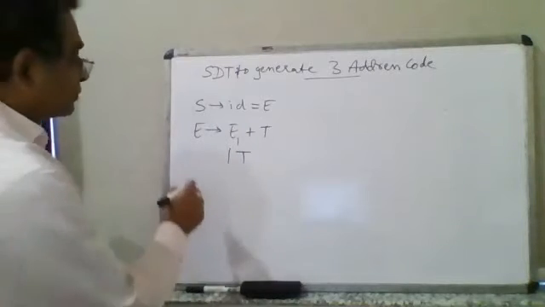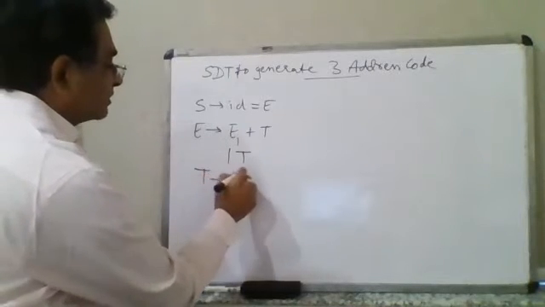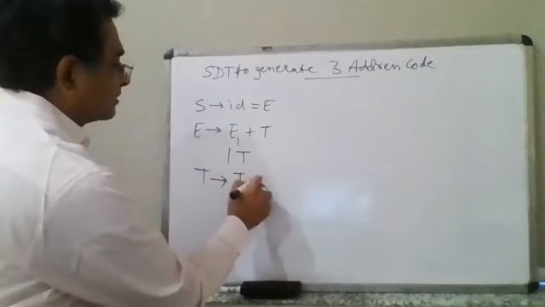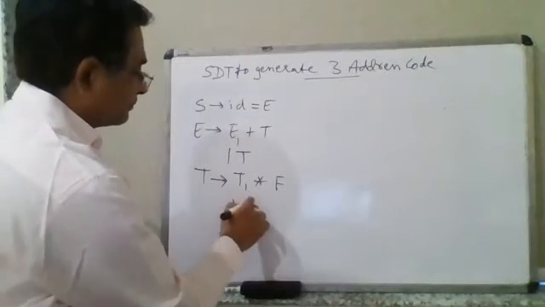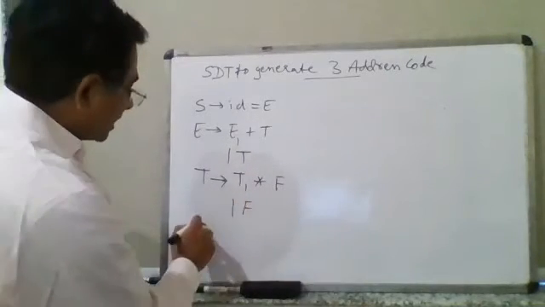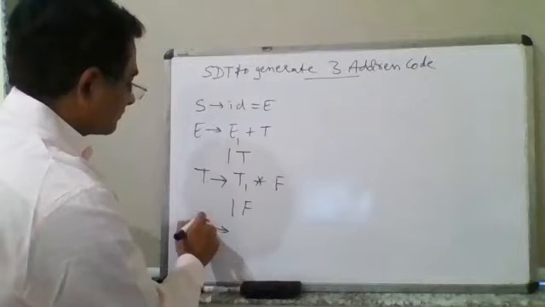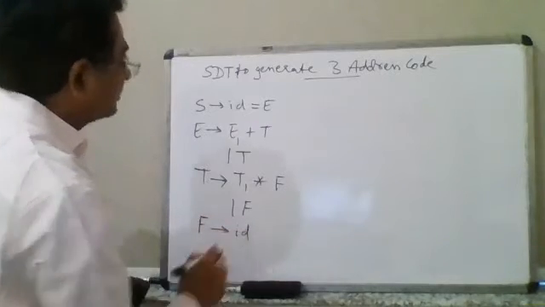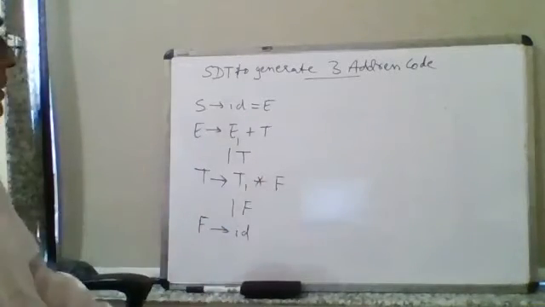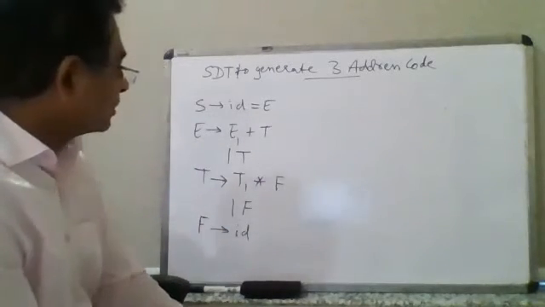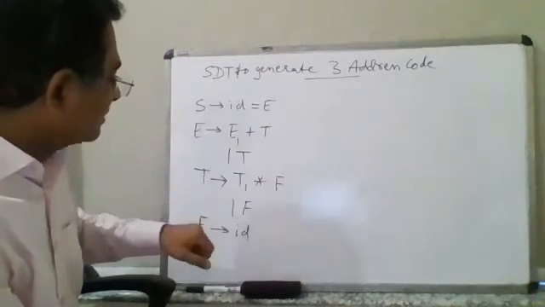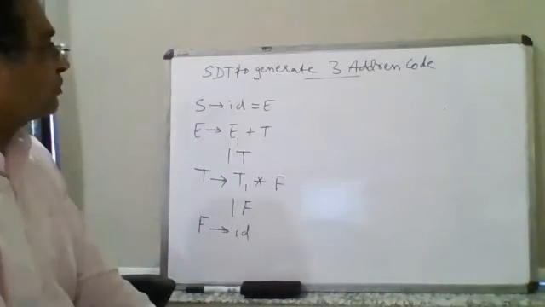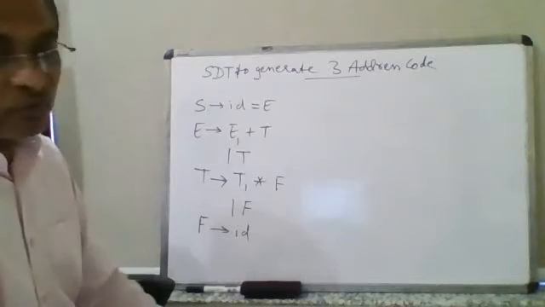And T tends to T1 star F, T1 star F, and again T tends to F, and even F tends to ID, right? So this is a grammar for generating, let's say, 3 address code. And it has an expression which has plus and star and the variables inside it. So we need to generate the appropriate 3 address code for this.